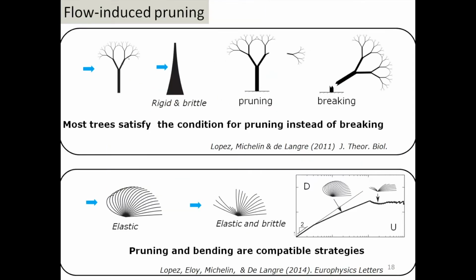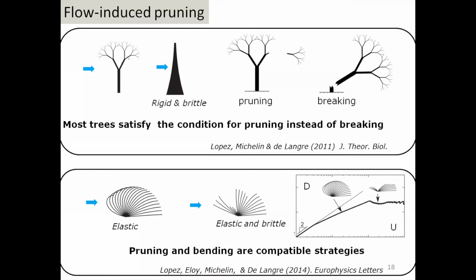Now you can go a bit further to that. So that's elastic drag reduction, which is very important for a plant because, of course, it's reversible. As soon as the storm is finished, the plant gets back to its shape, or the leaf gets back to its shape. But there is also another way that plants reduce drag, which is called flow-induced pruning.